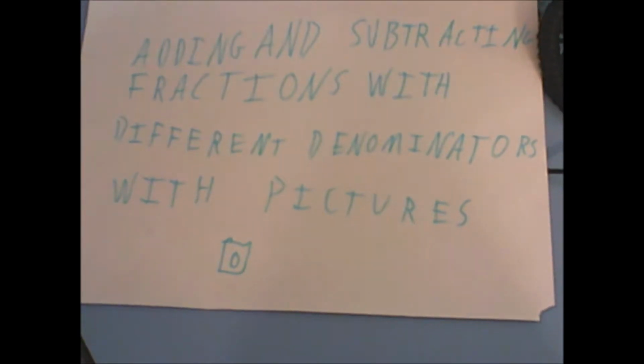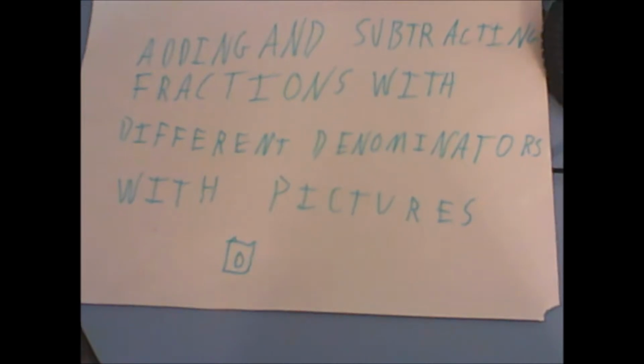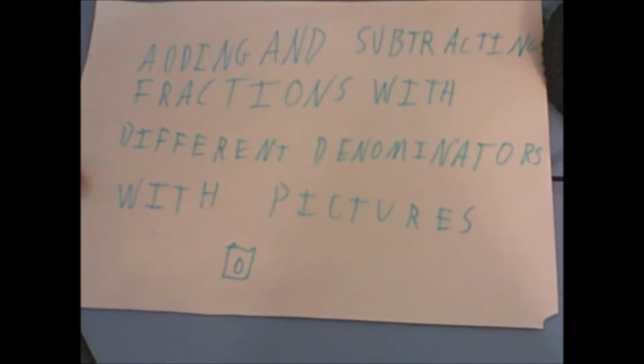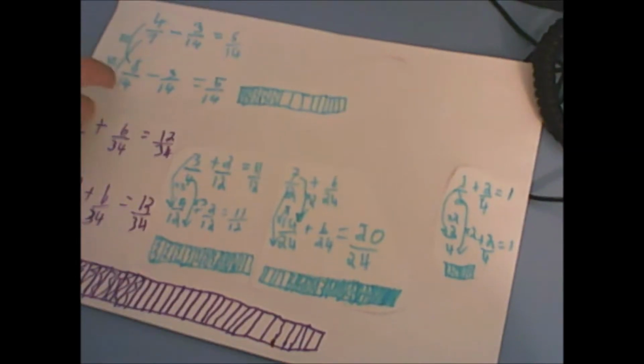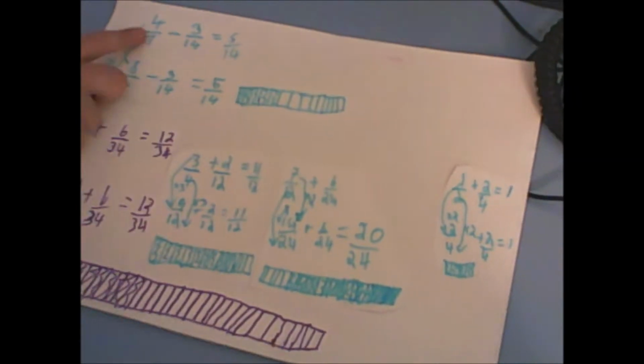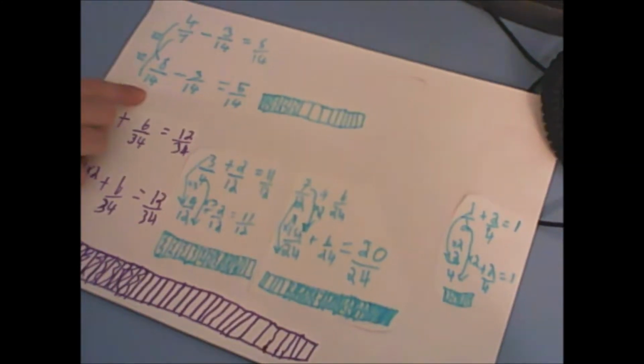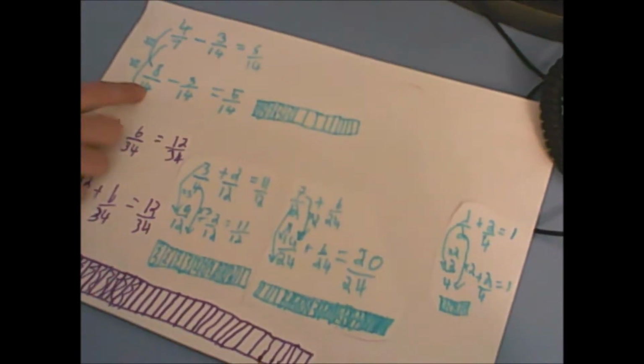Adding and subtracting fractions with different denominators with pictures. So 4 sevenths minus 3 14ths. You'd have to find a common denominator, so we chose 14. So you do 7 times 2, which is 14. And whatever you do to the top, you do to the bottom.